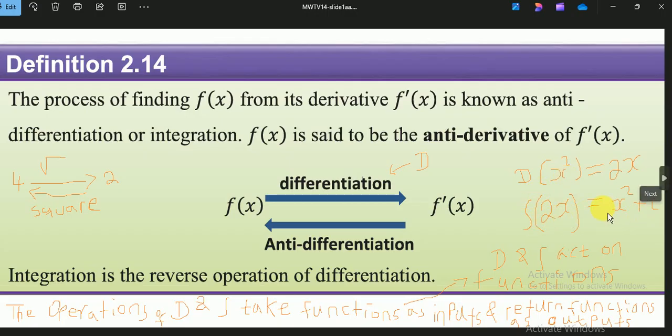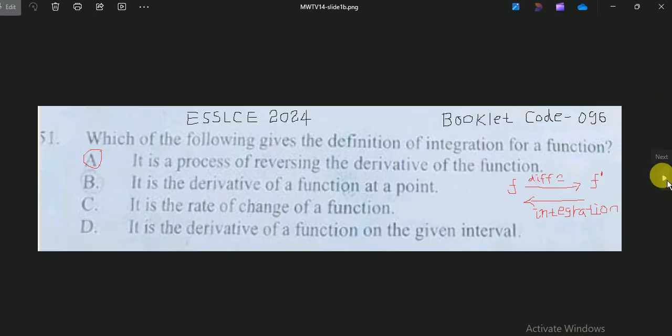You can add some constant to it. So integration is a reverse process of differentiation. It is a process of reversing the derivative of a function. The answer is A. Not at a point, the derivative function, not derivative, it's not rate of change, it's a derivative function, no. So the correct answer is A.